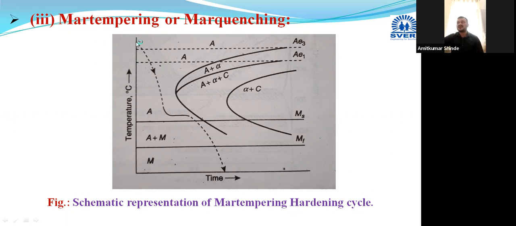Then we are cooling that sample. While doing the cooling, what we are doing here is fast cooling, in the first stage. We are doing the fast cooling.